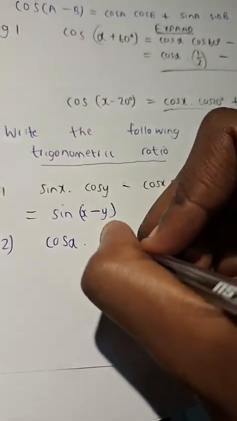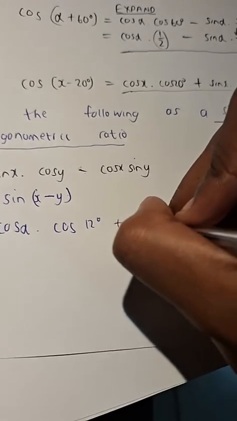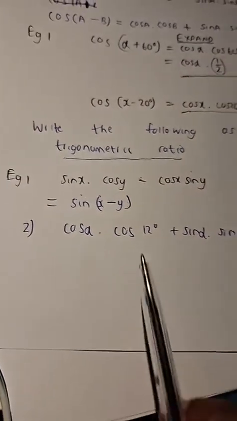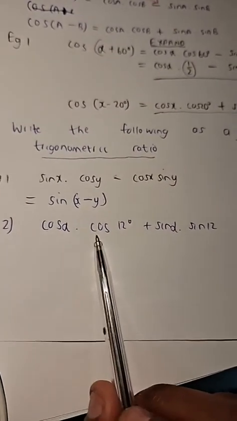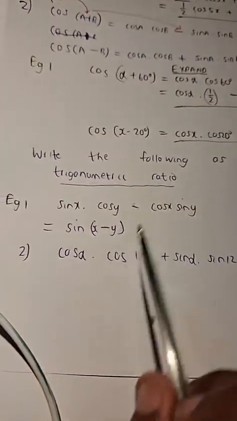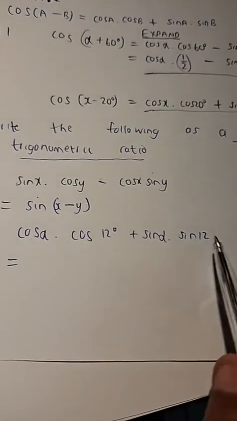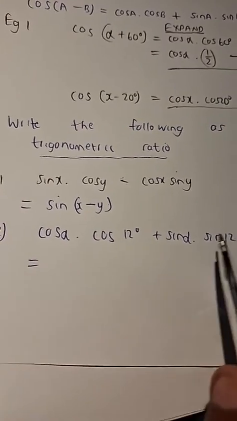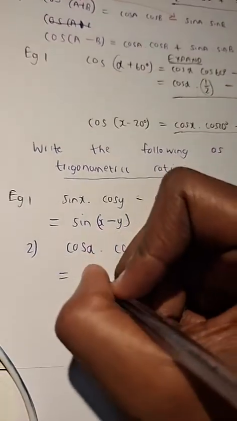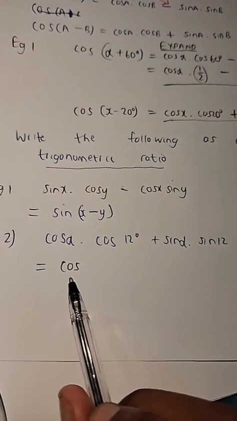Cos alpha cos 12 plus sine alpha sine 12. So here's another one. This is the expanded form, and we are supposed to write it as a single trigonometric ratio. So let's go. This is cos cos sine sine. Now the minute we say cos cos sine sine, that speaks of which trigonometric ratio? That simply means this is the cos, the single trigonometric ratio, the compound.